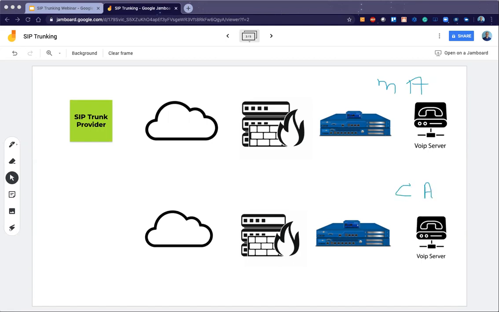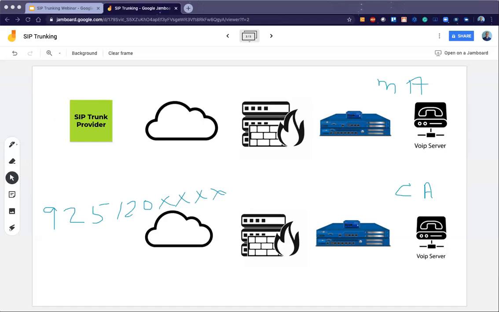Maybe we want to have some 925 numbers, some DIDs, that we want to purchase for our users down in California, but we only have our one SIP trunk up here in Boston. No problem. We can just purchase those numbers and the carrier will send them to your SIP trunk in Boston, and they'll come down to your phone system and route down to the users in California. And we can rinse and repeat this for just about any state in the United States.